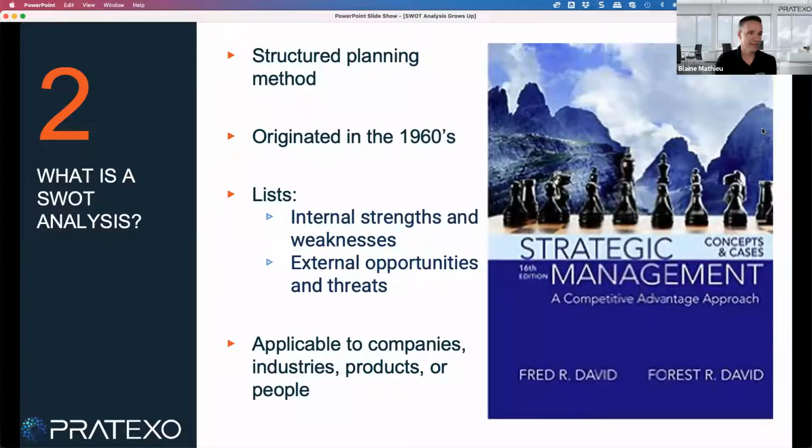So what is it? Wow, this was when I did my MBA way back in the dark ages. I think it was the 80s. I think it was the first edition of this book. I think they're now on edition 16. This is the latest one I pulled up off Amazon, I think, a year ago.